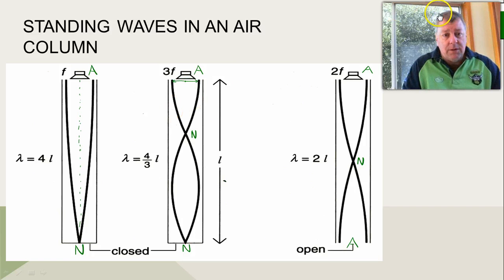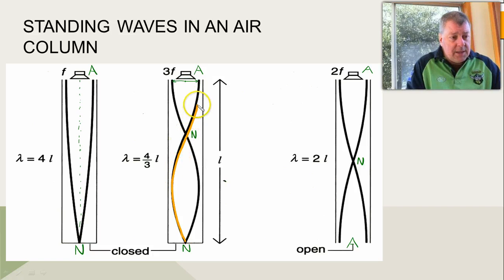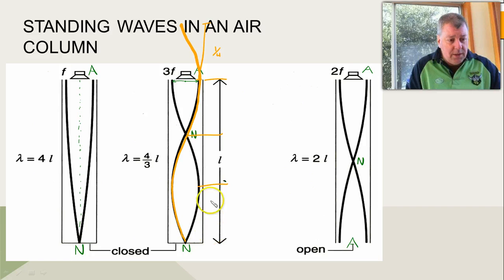If we move along, here the wavelength is 4L, and here the wavelength is 4L/3. How do we get that? Well, let's draw in the wavelength. We go up here, down here, and then it's got to come back up to there. So that's going to be a quarter, and then a quarter and a quarter, a quarter there, a quarter there.